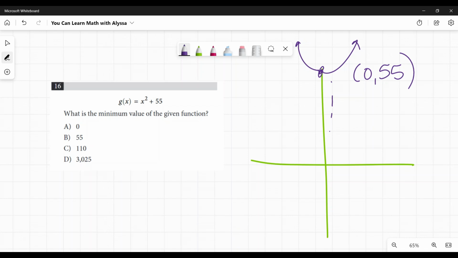Nothing else is changing. The function isn't flipping upside down. There's no negative in front of it. It's just moving up 55. So the minimum value there, the y value, is B, 55.